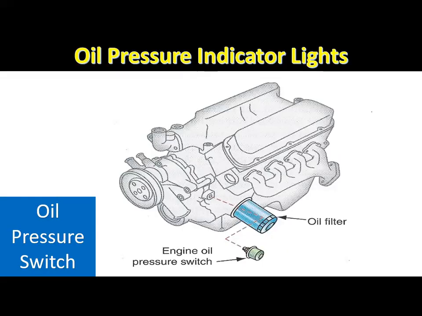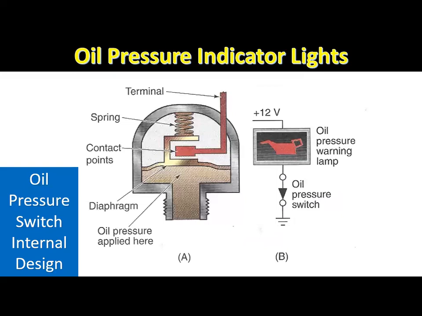The sending unit for the oil pressure indicator light is an on-off switch with a set of normally closed contacts. This sending unit is usually threaded into an opening in the main oil gallery of the engine block. Normally closed contacts are closed with no pressure supplied to the unit and opened when pressure is supplied to the unit. Full pressure from the lubrication system is supplied to the sending unit.